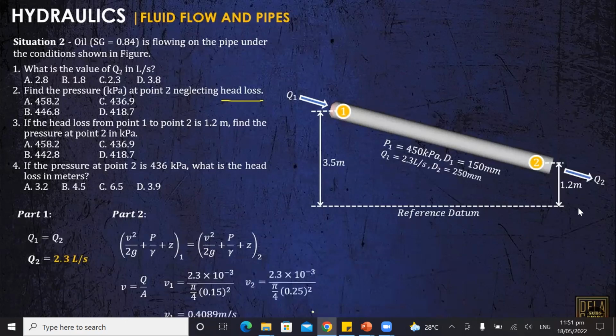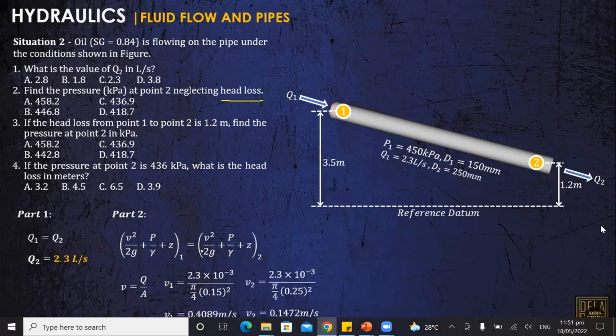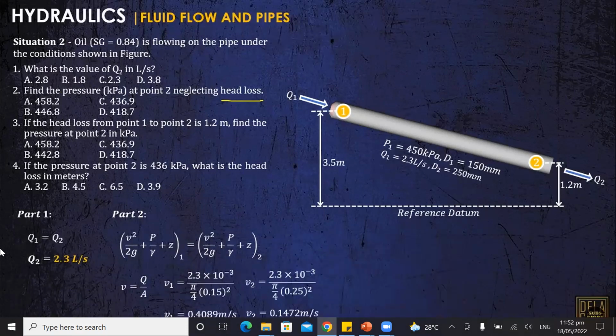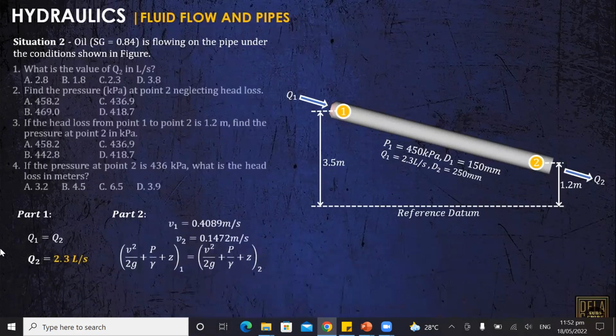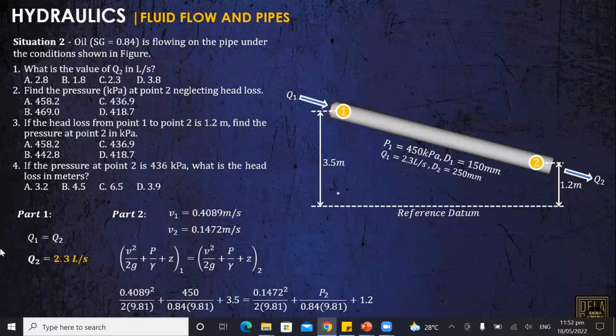For point 2, change na natin yung diameter. Naging 250 na siya dito. Mas lumaki. So, 0.25 meters. Then we have here the velocity at 2. So now we can plug these values here. Then yung hinahanap is the pressure. So we can calculate this pressure by directly substituting these values. Okay? So V1 here over 2g, the gravity, plus pressure at point 1, 450, over the gamma.